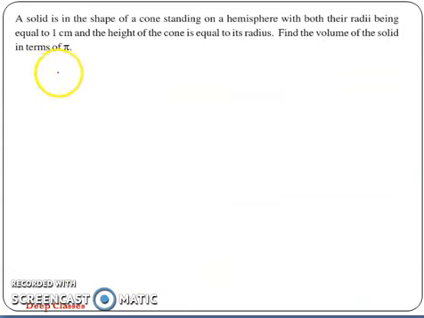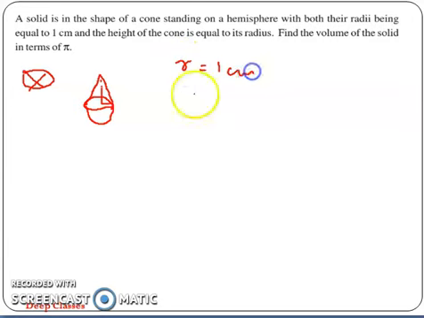So a solid is in the shape of a cone standing on a hemisphere. So I was trying to make the hemisphere. So this is the hemisphere and the solid is in the shape of a cone standing on a hemisphere. So this is the cone. So in each case the radius is equal to 1 centimeter and height is equal to 1 centimeter. So they are asking us to find the volume of the solid.